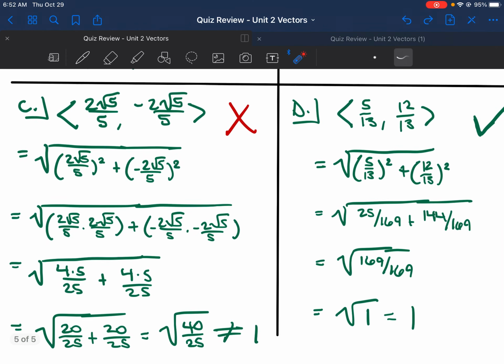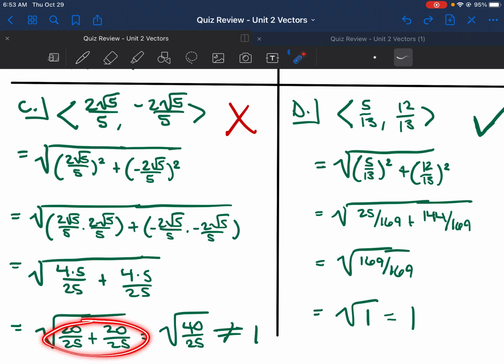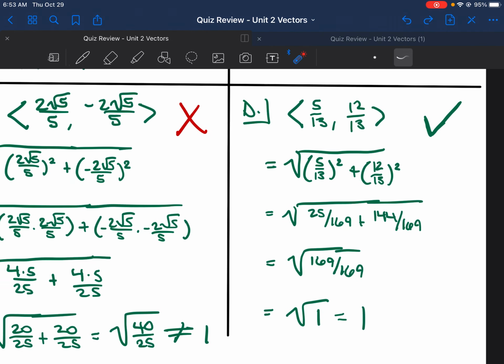Answer choice C. Components 2 root 5 over 5 and negative 2 root 5 over 5. If we go through and square them, we can see the math right here. 2 root 5 over 5 times 2 root 5 over 5 gives us 4 times 5, which is 20 over 25. The second piece also gives us 20 over 25. Adding these together, we get 40 over 25, which we know when we take the square root will not equal 1. So C is not a unit vector.